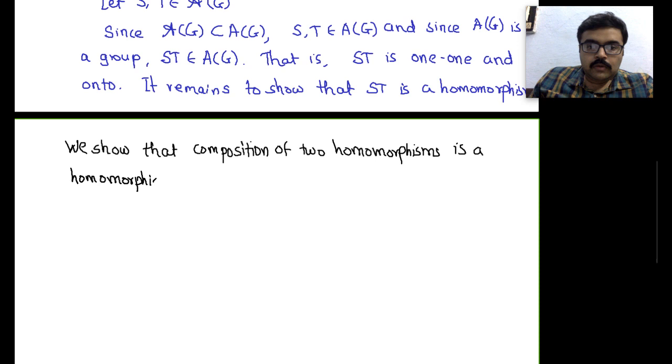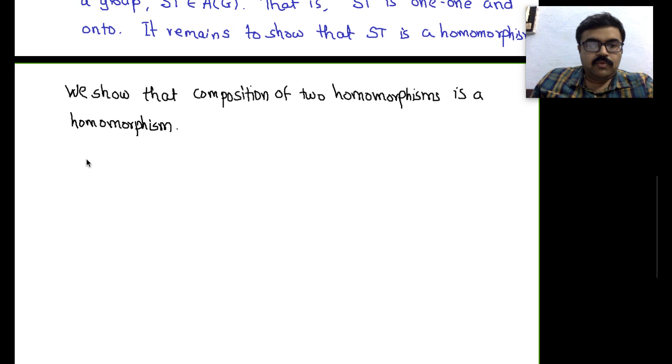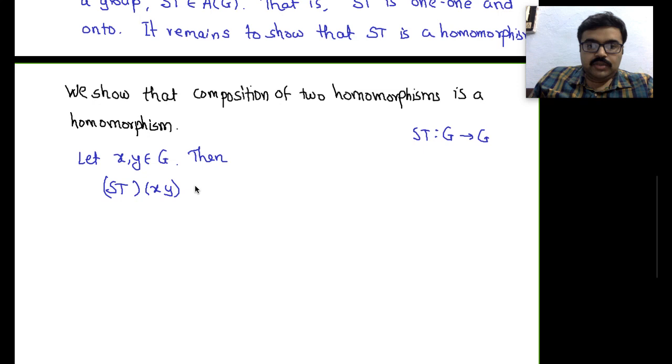So this is what we are showing. When we want to show that some map is a homomorphism, what do we do? We know ST, S composition T, is a function from G to G. Let us take two elements x and y in G. Then we want to show that f of xy equals f of x, f of y. So ST of xy equals ST of x, ST of y. We apply this map: S of T of xy. This is nothing but the definition of composition. S composition T at x is S of T of x. Nothing else is used.